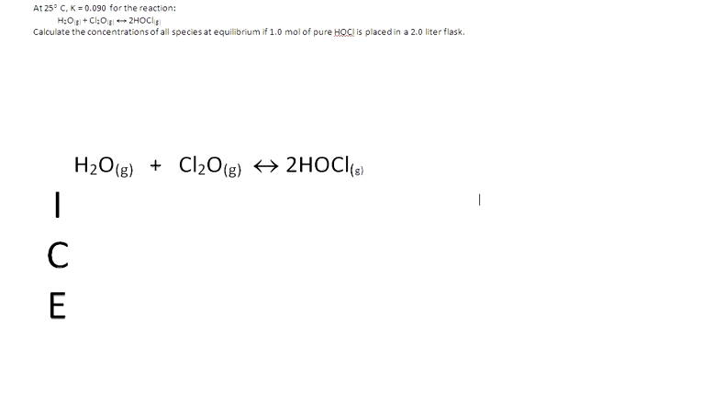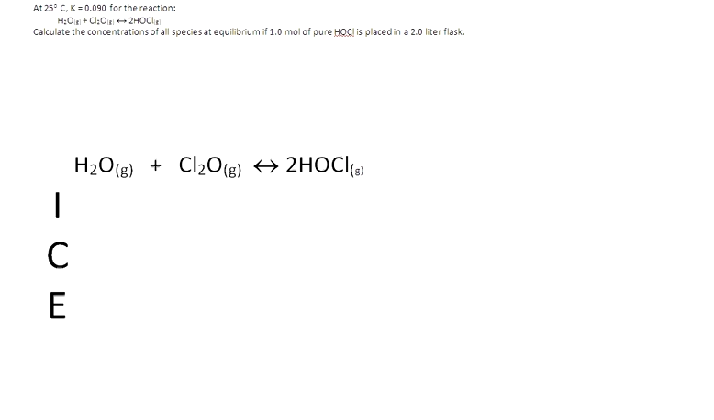So today we are talking about how to calculate equilibrium problems using an ICE table. I have an example problem here. In order to show you how to do this, at 25 degrees Celsius, K equals 0.090 for the reaction H2O plus Cl2O becomes 2HOCl. You need to calculate all the concentrations for the species at equilibrium.